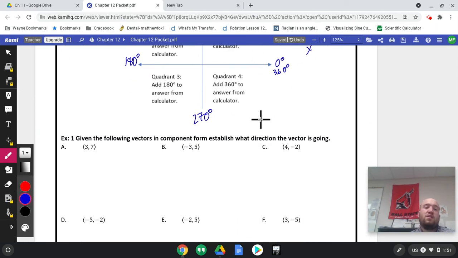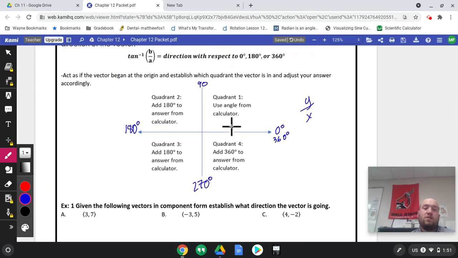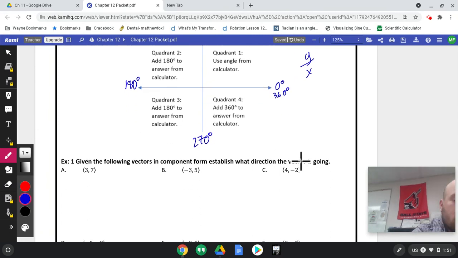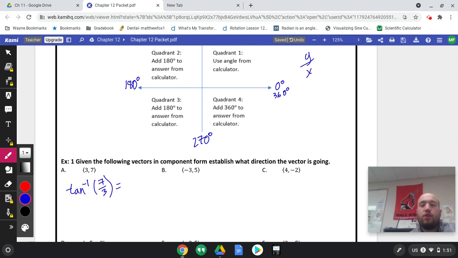On this first one, 3, 7, that's over here to the right and up, in quadrant 1. Whatever we get on the calculator, that's what we use. So it's going to be the inverse tangent of 7 divided by 3. We're going to round to the nearest whole degree. I forgot to put that, but that's what we'll round to.